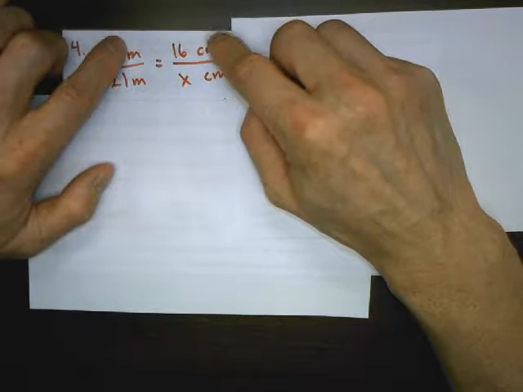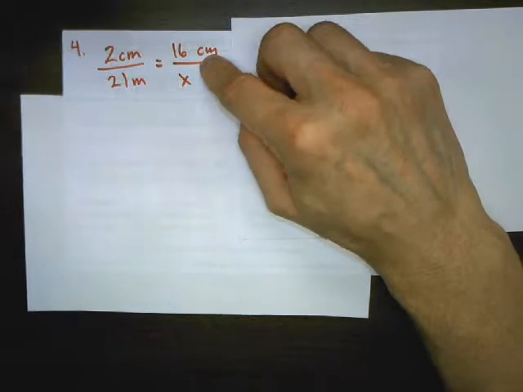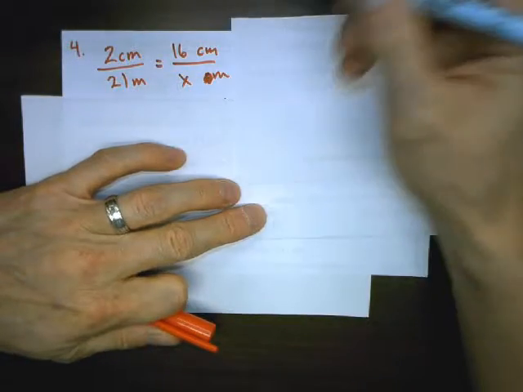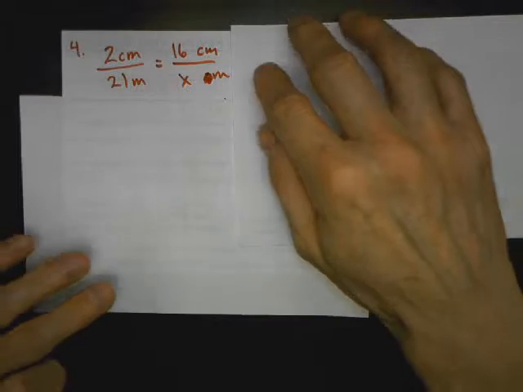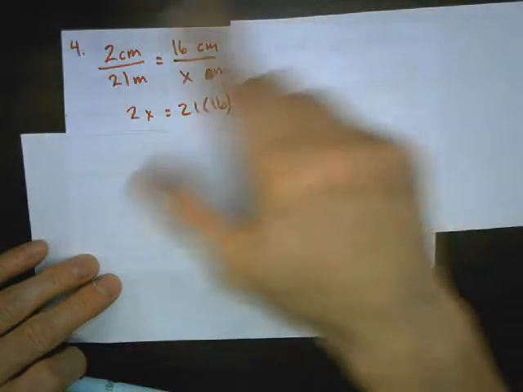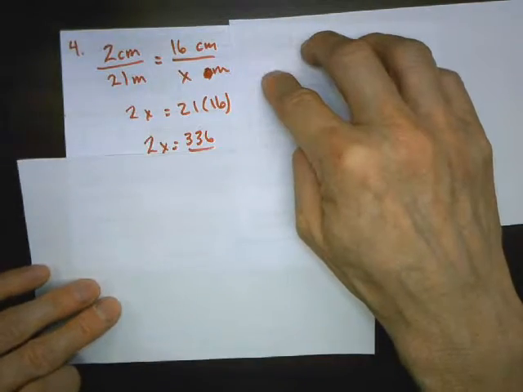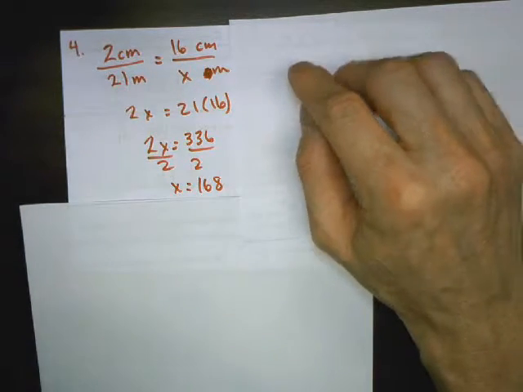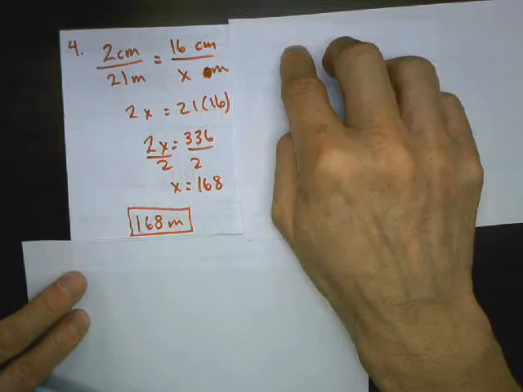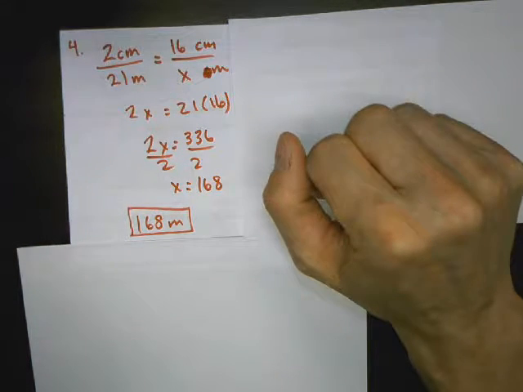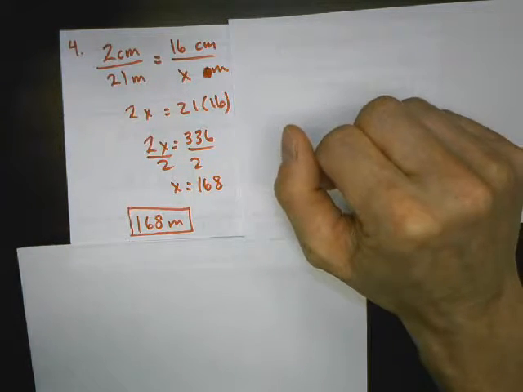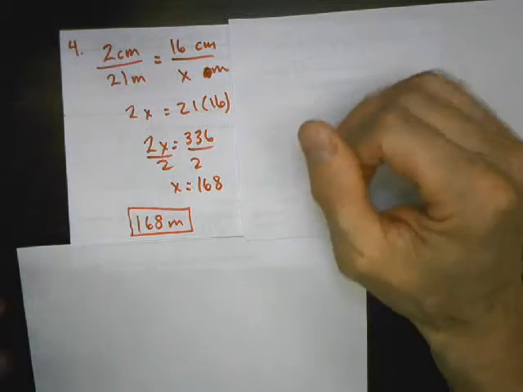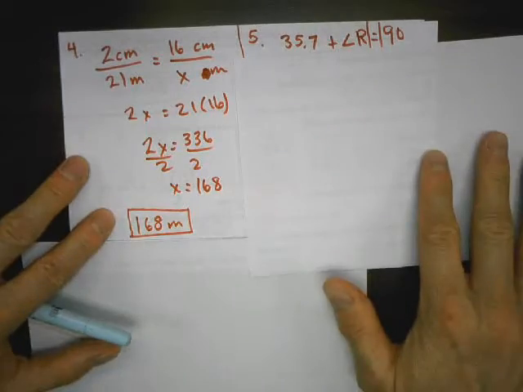So I put centimeters on top, centimeters on top. Down here, this one should say meters. Sorry, that's a little typo there. Meters on the bottom down there. And then I just cross multiply like we've been doing all year. Cross multiply and divide. And I get 168. But 168 what? 168 meters is the answer. Number 5, angle Q and angle R are complementary. Well, that means when you add them up, it equals 90 degrees.